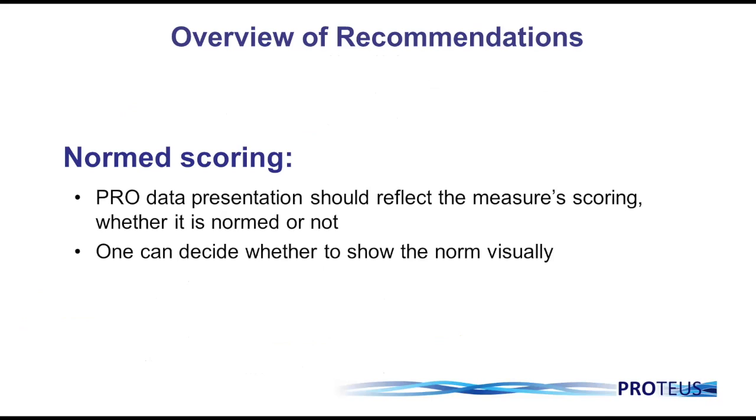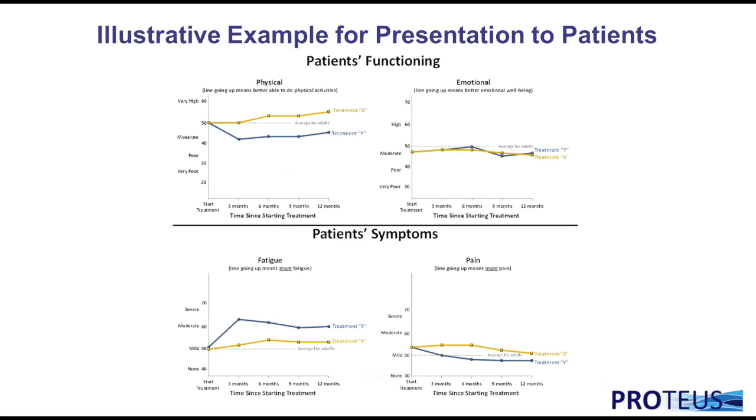As you are likely aware, some questionnaires are normed with, for example, a score of 50 representing the general population average. The consensus panel recommended displaying the scores based on the questionnaire scoring metric, whether it be normed or not. They considered displaying the actual norm optional.